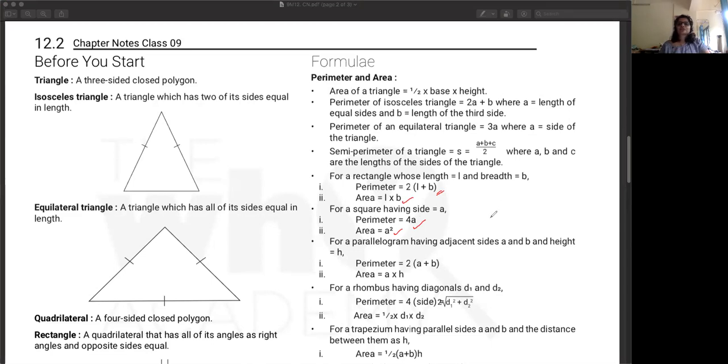Parallelogram. Do you guys know what you mean by a parallelogram? When the opposite sides are parallel. Yes. And do you know what the properties of a parallelogram are? Opposite sides are equal. Adjacent angles sum up to 180. Yes, excellent, because they're all parallel lines, right?